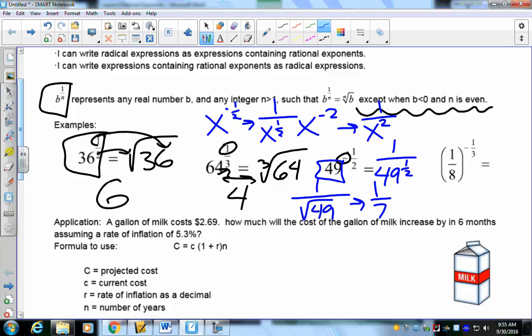All right, if I notice here, I'm doing the same thing, guys, but inside my parentheses, I have a fraction this time. So if I'm taking care of this negative, it's saying flip it around. That's what I did here. I flipped it around. The 1's moving to the bottom, the 8's moving to the top. So this is the same thing as 8 to the 1/3. Okay, 1/8 to the negative 1/3 is 8 to the 1/3, or the cube root of 8, which is 2.